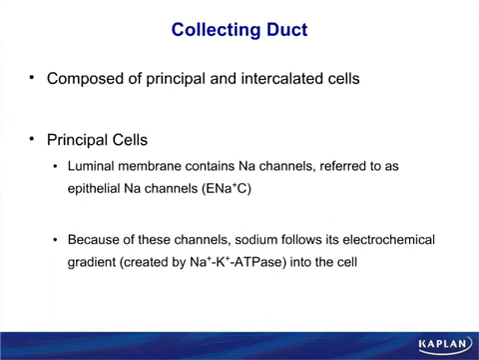Now for the collecting ducts, the final segment of the nephron. The collecting ducts are composed of two different cells. You have the principal cells and the intercalated cells. Now the principal cells, let's spend a minute on.